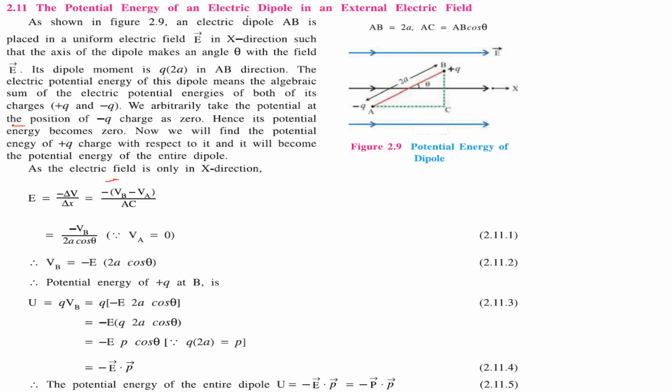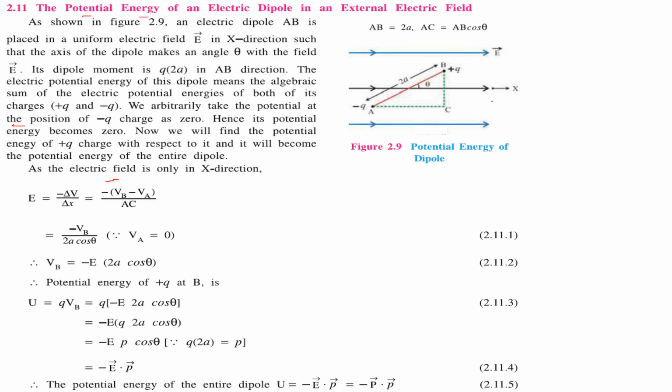So we have seen about the electric dipole, what is the electric field of a dipole, on the equatorial axis and on the axis of the dipole, we have already seen. But we are about to see the potential energy of this dipole in an external electric field. So we are interested in potential energy.